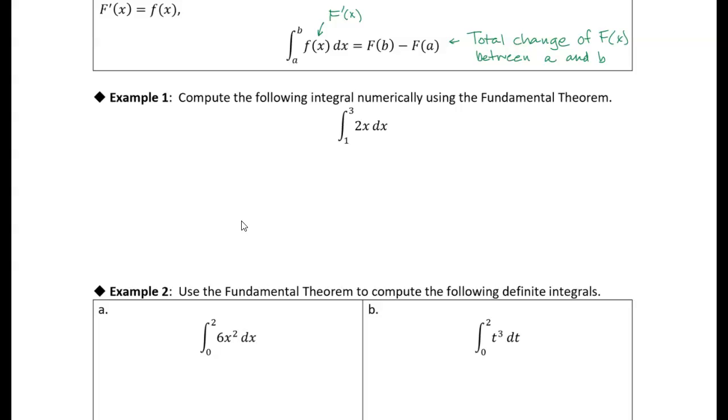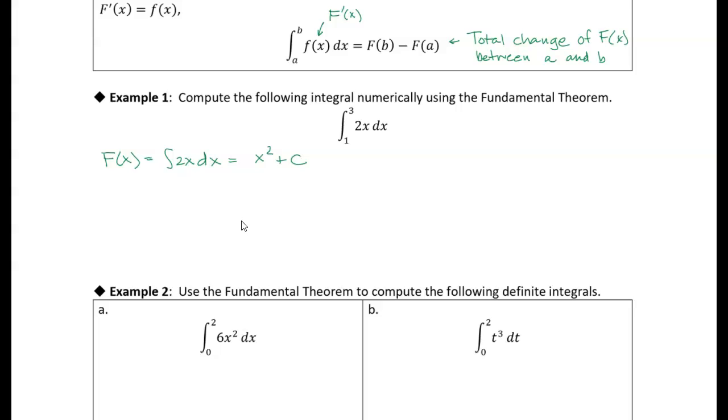So we have the integral from 1 to 3 of 2x dx. So the first thing we need to do is find the capital F of x, right? The antiderivative. And the antiderivative is the indefinite integral of 2x dx. All right, and you learned that we can do that. It has to be x squared plus c.